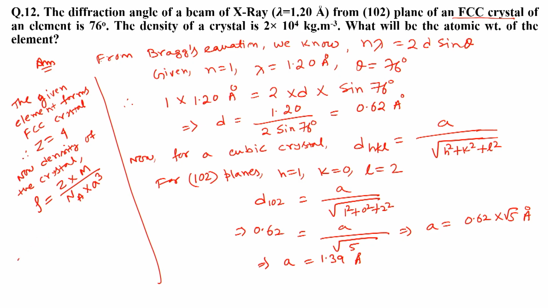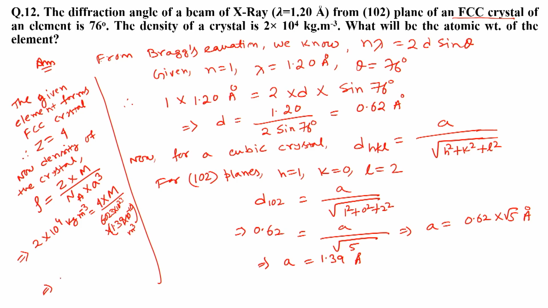Okay. Now, we know the density is given. So, 2 times 10 to the 4 kg per meter cubed, Z is 4, m we need to calculate, m is the atomic weight of the element, and Na is 6.023 times 10 to the 23, and the value of a we know, 1.39 in angstrom cube. So, if we multiply it with 10 to the minus 10, we get meter cube. This is in meter cube.